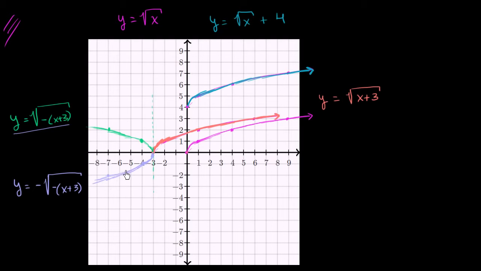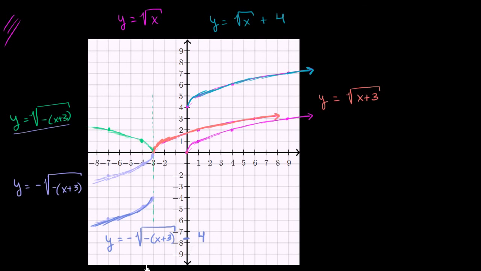And if we wanted to shift that thing, we could just add or subtract something outside of the radical. So let's copy and then paste this. Let's say that we wanted to shift it down here. So instead of beginning at y equals 0, right over here we're at y equals negative 4, then we would just subtract 4 outside of the radical. So this thing right over here would be y is equal to negative square root of negative x plus 3 minus 4.